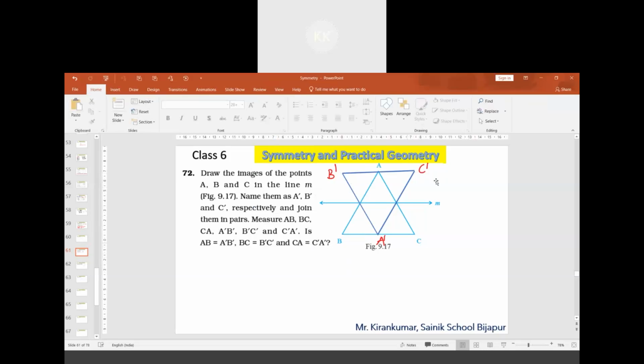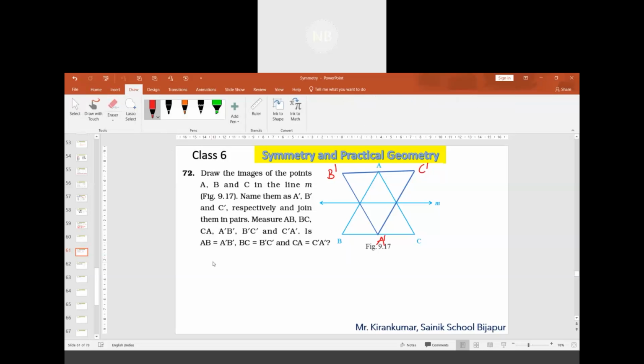Can we say that these lengths are equal? Yes, sir, they are equal. We can say so. AB and A dash B dash, they are equal. BC and B dash C dash, they are equal. CA and C dash A dash, they are equal.